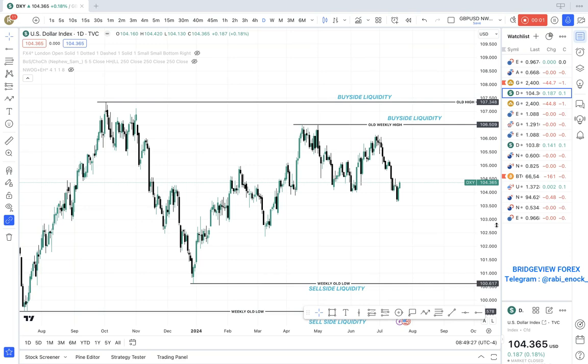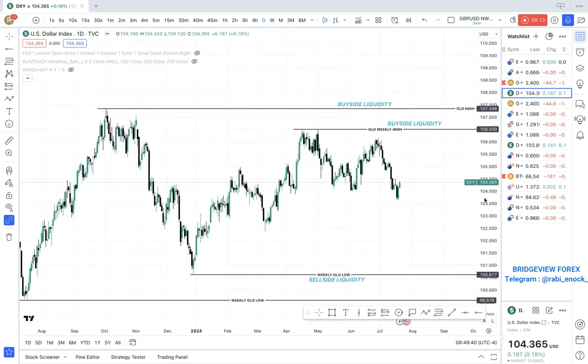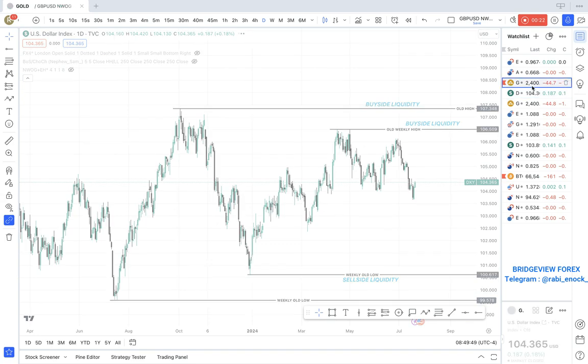Above every day there is liquidity. Look at this side. This is a buy side. I told you that every chart has an old high and an old low. Let's use the gold.